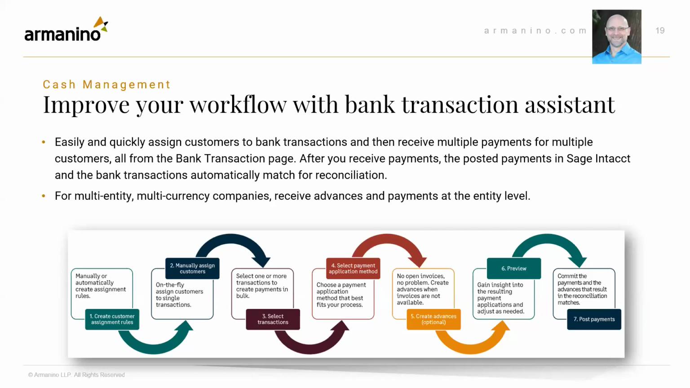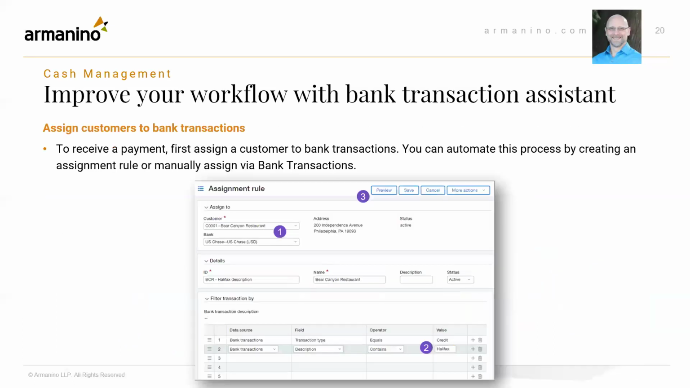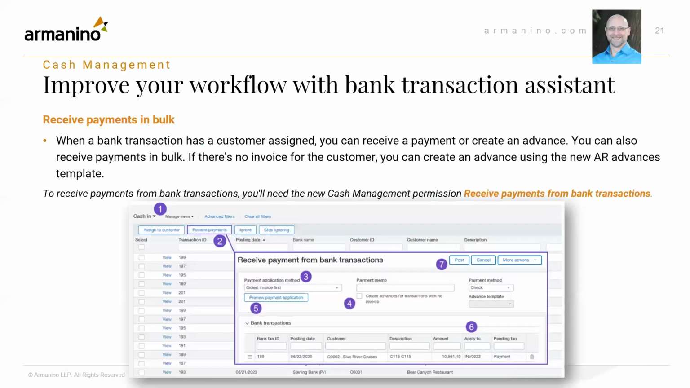So this little flow chart, you will all get a copy of this slide deck, so you can analyze that. Basically, you assign customers to bank transactions, and you can do that either manually or you can have it done automatically. So to receive a payment, you first assign a customer to those bank transactions. But again, that can be assigned automatically. And there's the assignment rule screenshot there. And then you can receive payments in bulk as well.